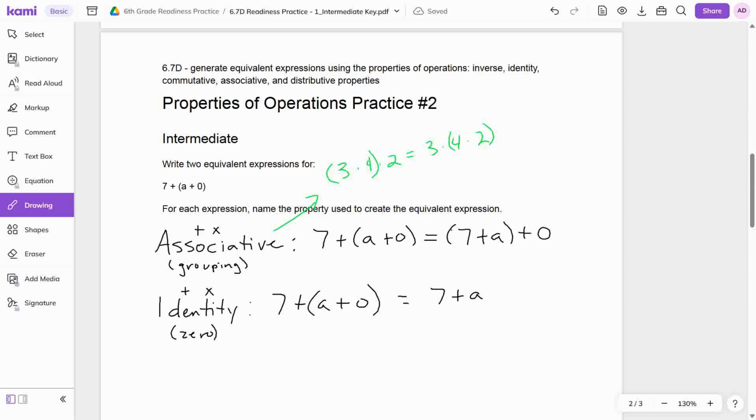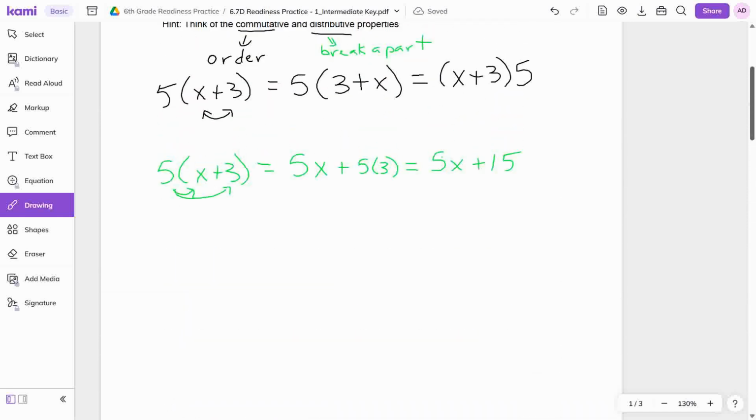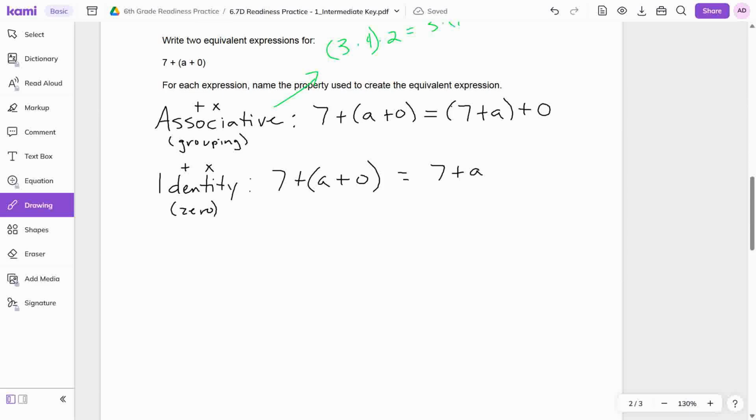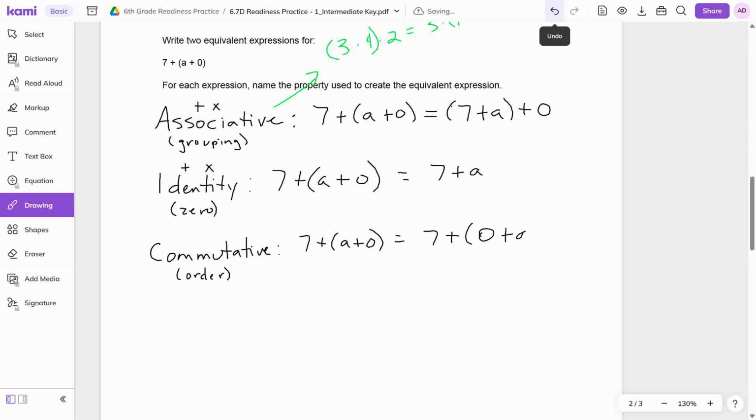You can't use the distributive property here, but you might be able to use the commutative property if you wanted to. And so I'll go ahead and throw this up here in case you need it. Remember, the commutative property is the order property. You could have just rearranged the addends, right? So 7 plus a plus 0, let's make that 0 a little bit bigger, equals 7 plus 0 plus a. Just swap the order there.